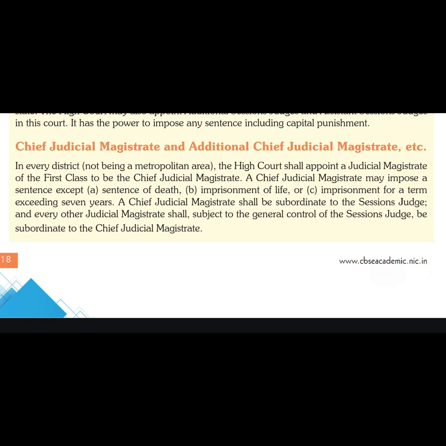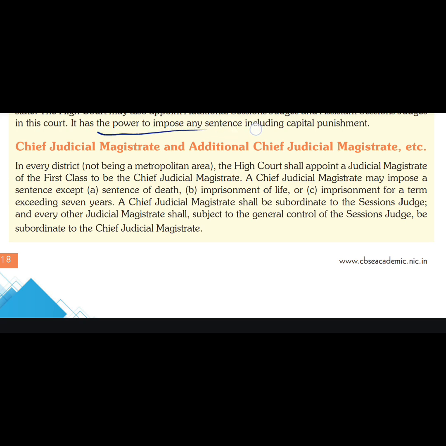CJM may impose a sentence except a sentence of death, imprisonment for life, or imprisonment for a term exceeding 7 years. A chief judicial magistrate shall be subordinate to the sessions judge, and every other JM shall, subject to the general control of the sessions judge, be subordinate to the CJM. Now see the hierarchy over here.